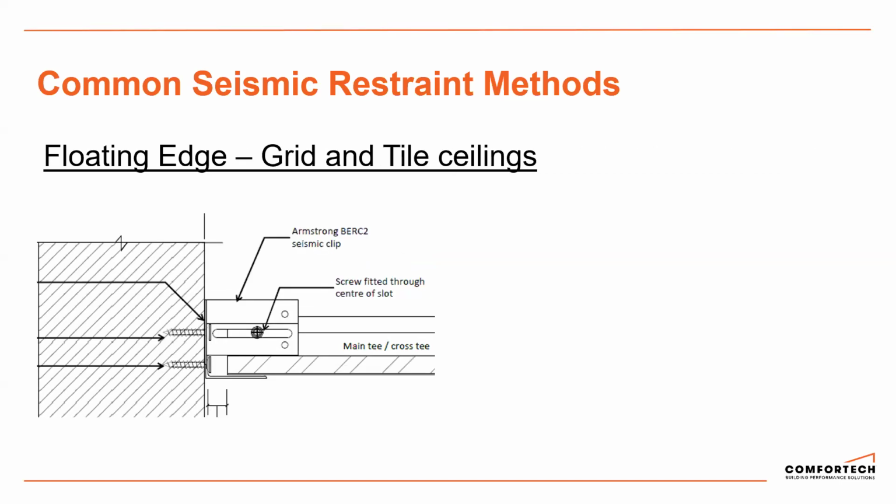On the floating edge, we are all good. Just use the standard studs and fix at 600 centers. Again, the reason being is it's not actually taking any lateral load. All that the floating edge is doing is stopping those main tees and cross tees from sliding out or splaying apart. So you'll see here, we've got a screw fitted through the slot, and that allows it to slide because it's loosely fitted.